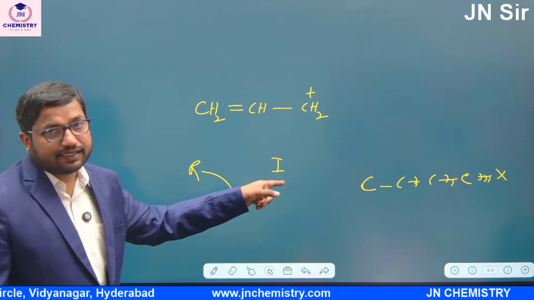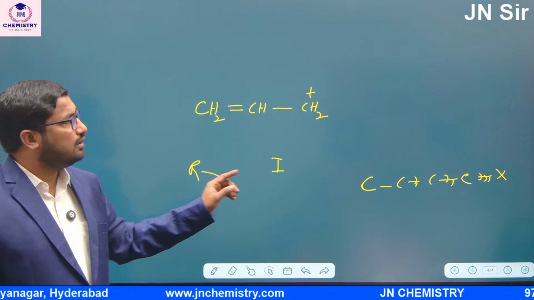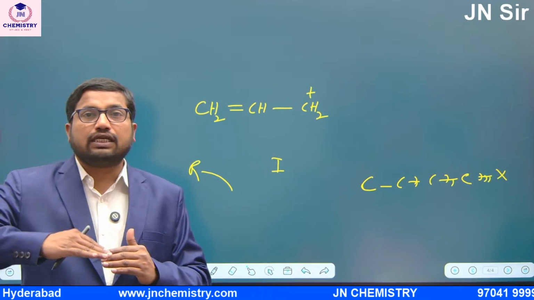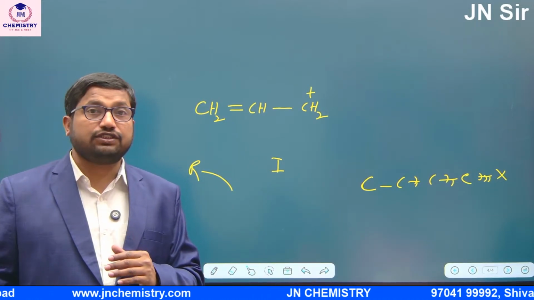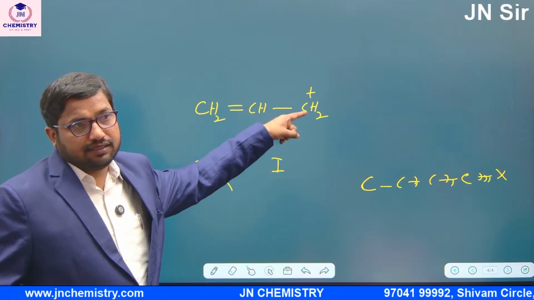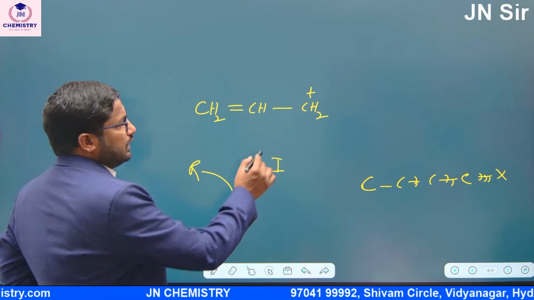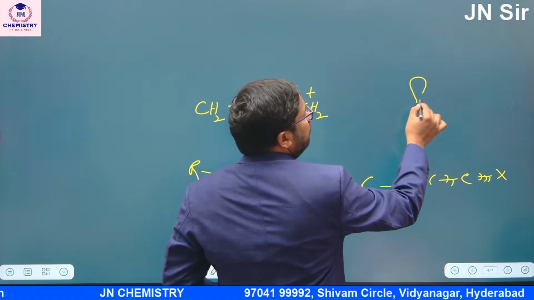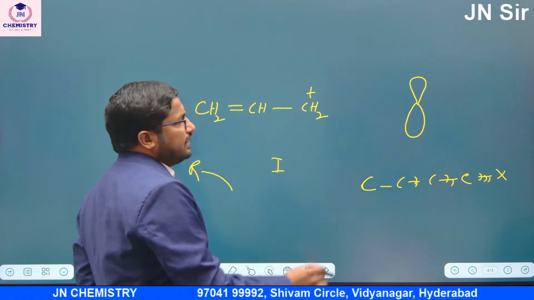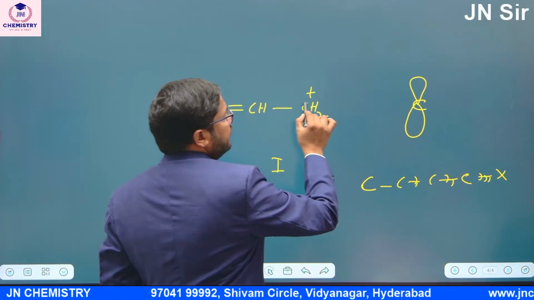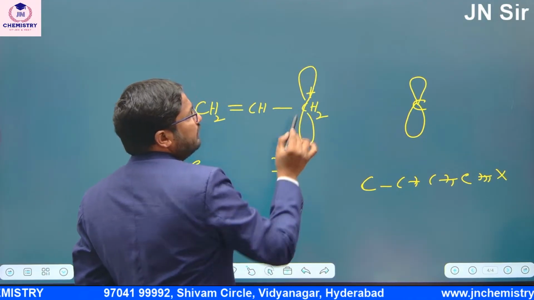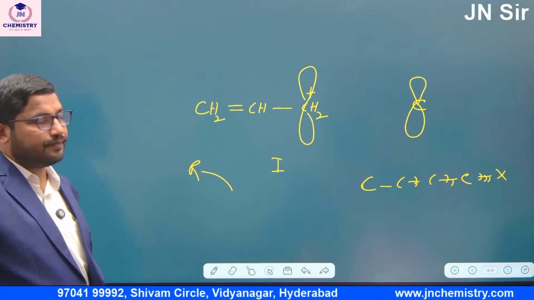That is exactly what happens in the inductive effect, but resonance is somewhat permanent. Transfer of electrons takes place. Which electrons? Pi electrons are transferred. CH2 plus means the carbon already has one vacant p orbital present here. What is there? A vacant p orbital.